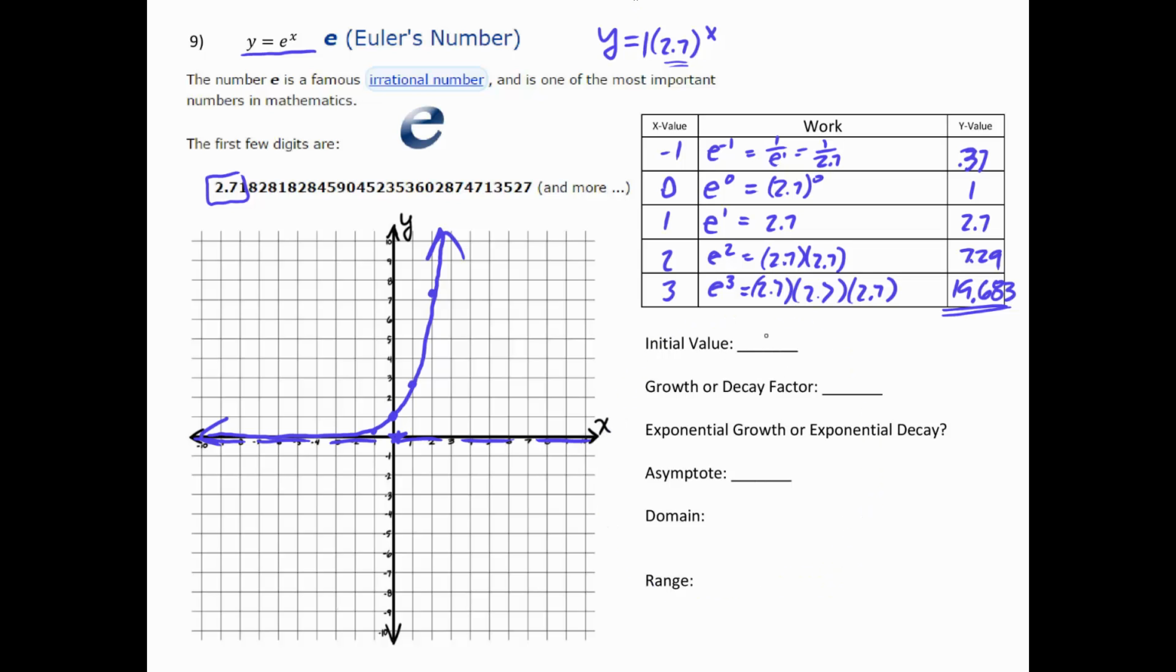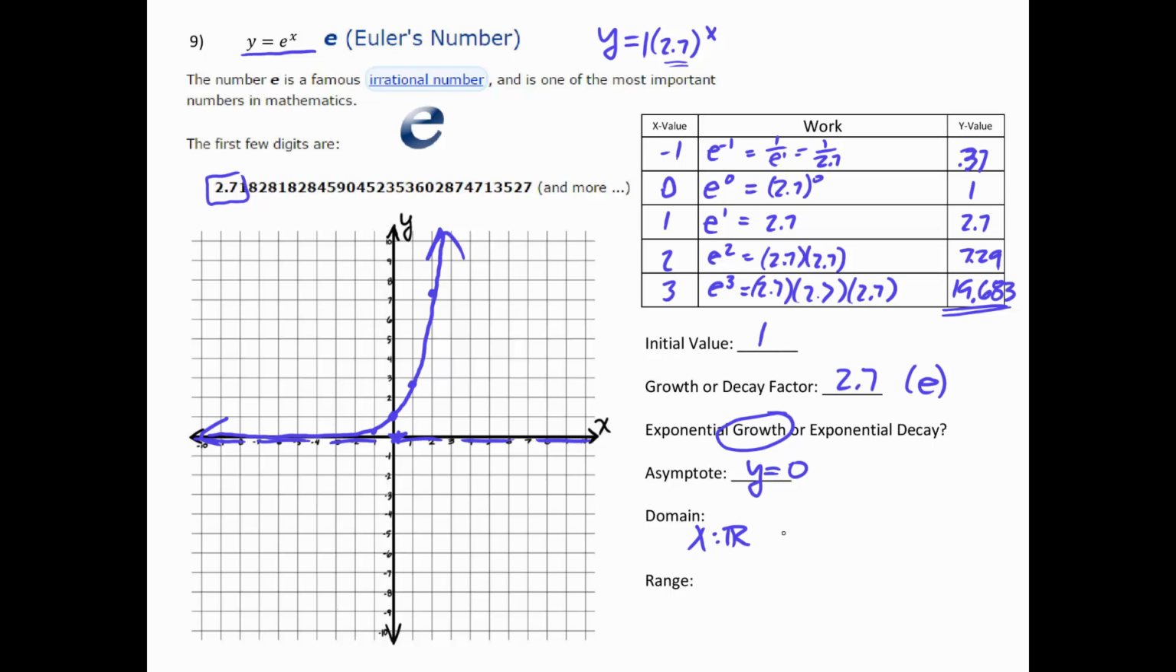And that's actually what some of these things are going over. So the initial value, what's in front of the 2.7? A 1. Is this growth or is it decay? Because it's 2.7 inside, it is growth. That is my growth factor. E means I'm growing. The asymptote here is right on the x-axis, so it's horizontal. Y equals 0 is its equation.